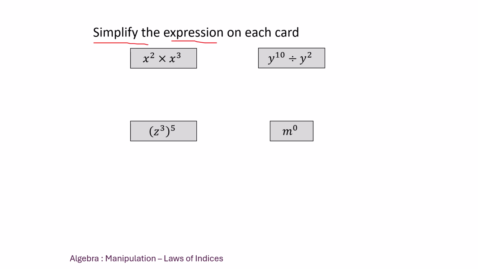Simplify the expression on each card. We've got x squared times x cubed. Now when I multiply with the same base term, letter or number, okay, I'm going to add the powers. 2 plus 3 makes 5, so it's x to the power of 5.